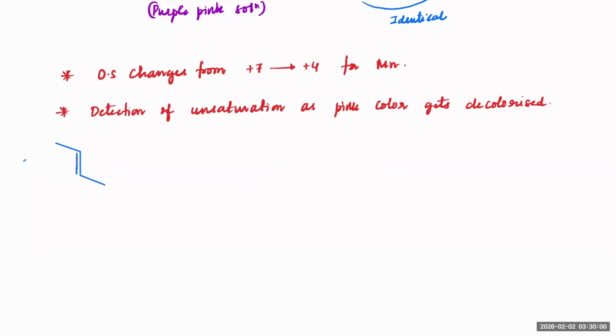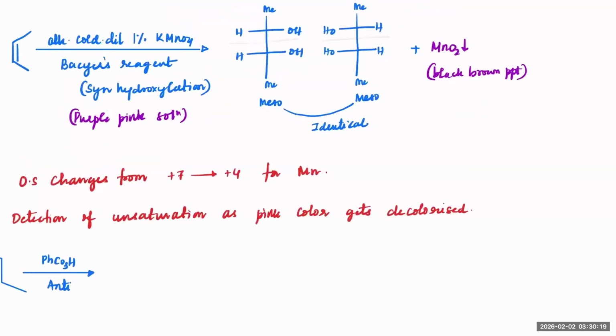You have a double bond here, for example, and when you treat it with PhCO3H, it makes an anti-addition here. PhCO3H means it is benzene peroxy acid, like this. I have basically benzene and C double bond O, OOH. This is peroxybenzoic acid.